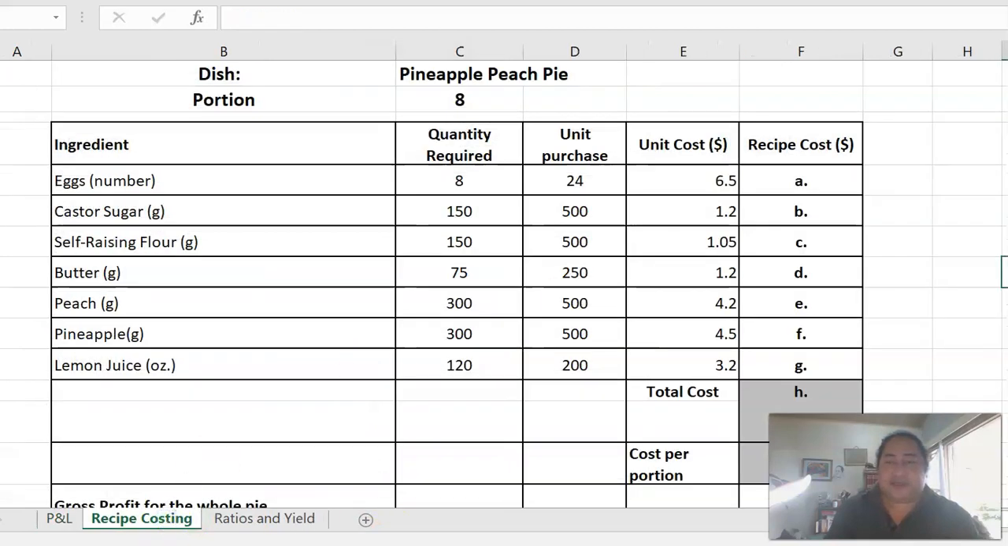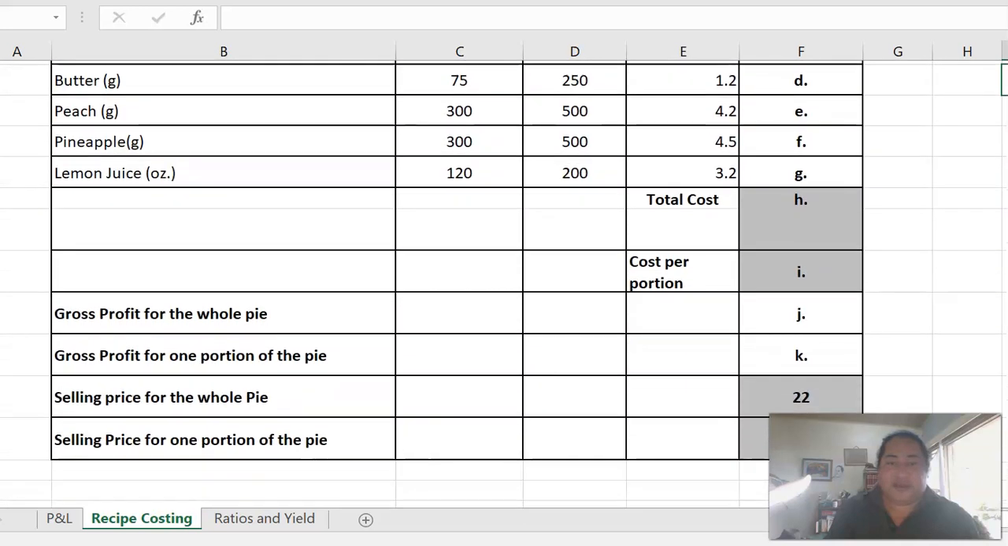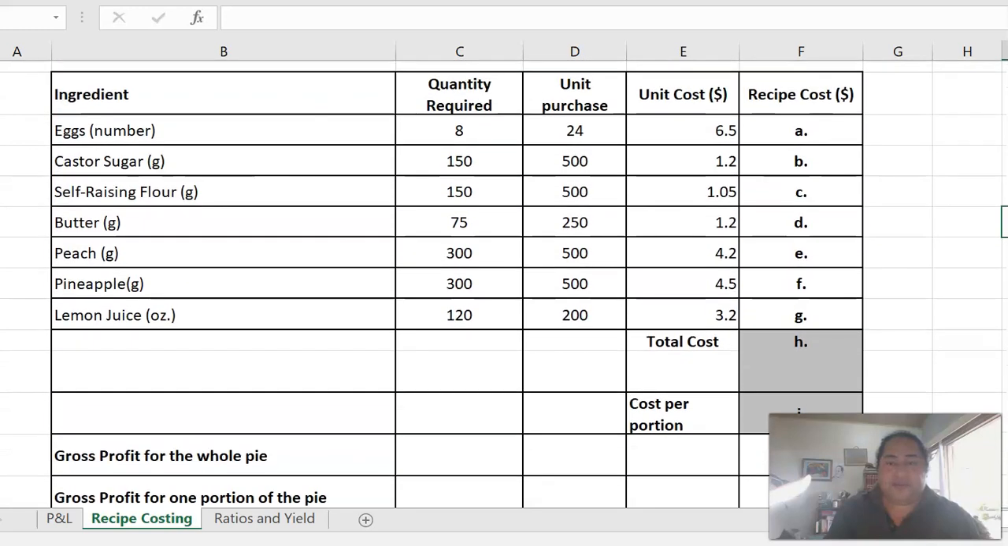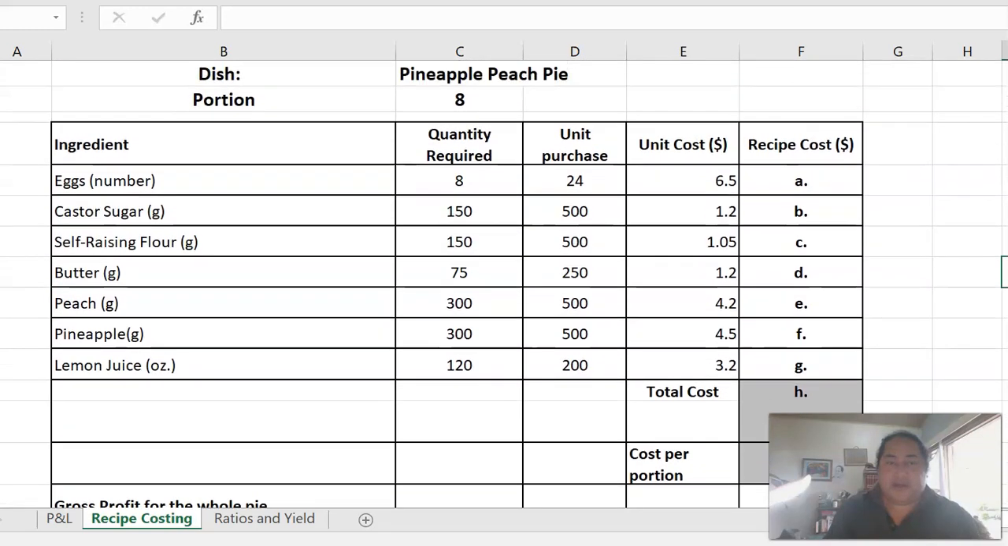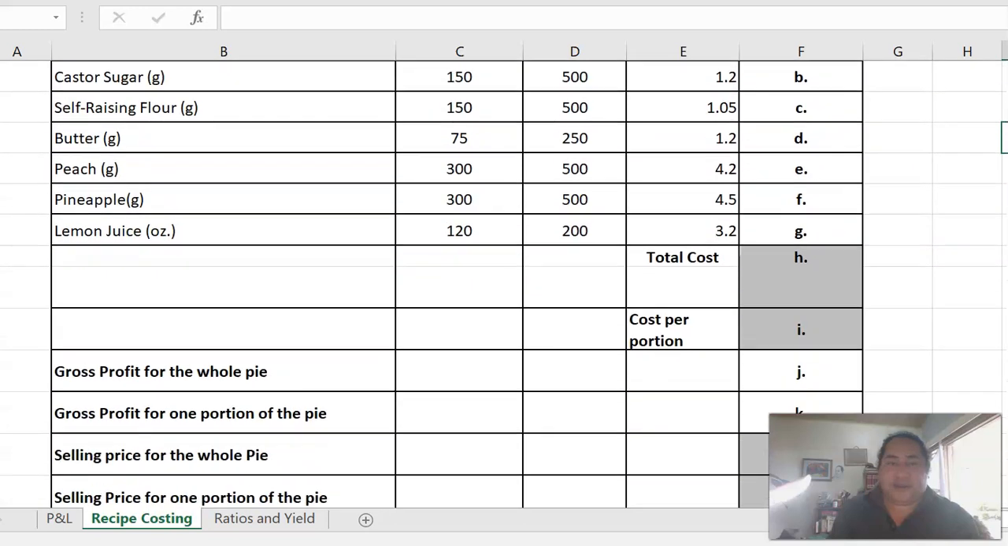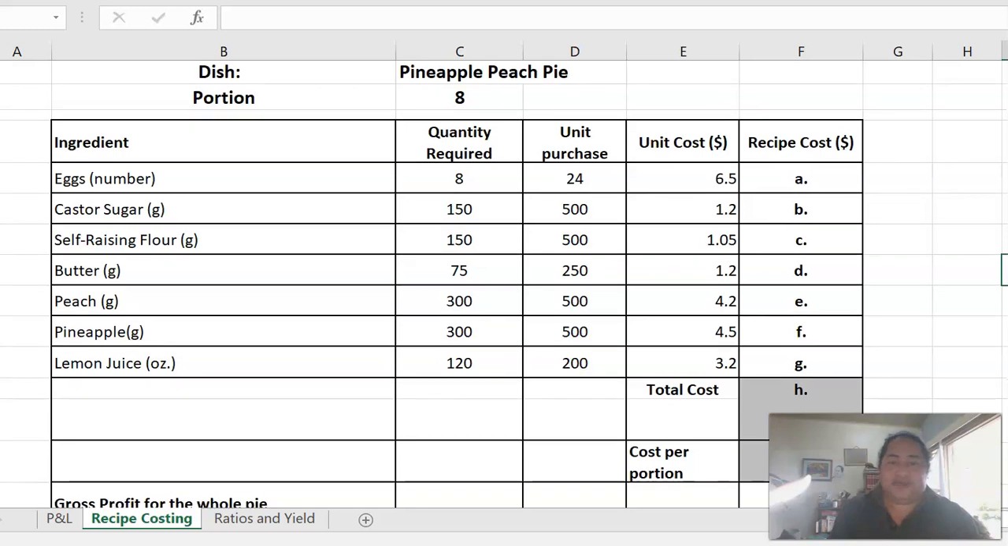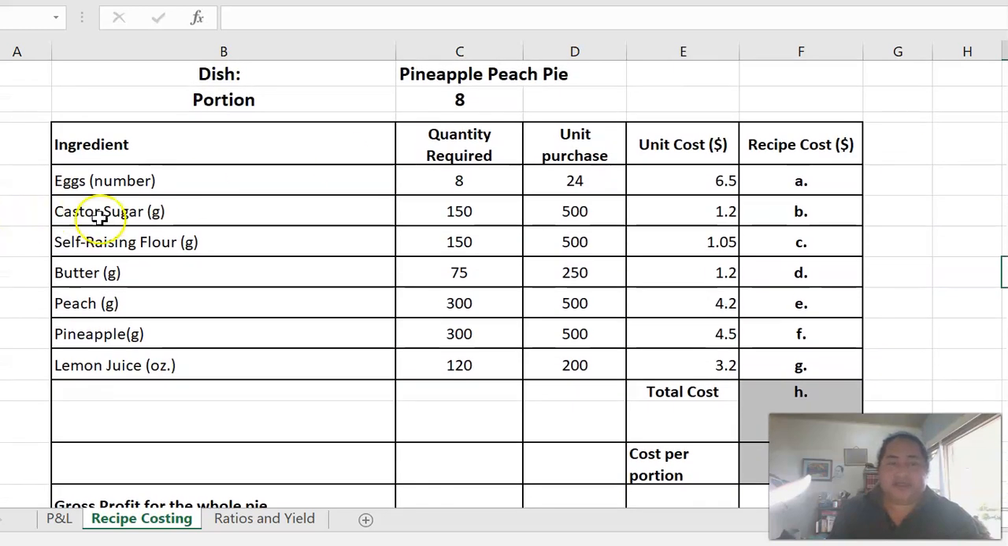Now let's look at recipe costing, which I did for you in the demonstration session last week. For this one here, we're doing a pineapple peach pie dish. So you have eggs, you have caster sugar, and so on.